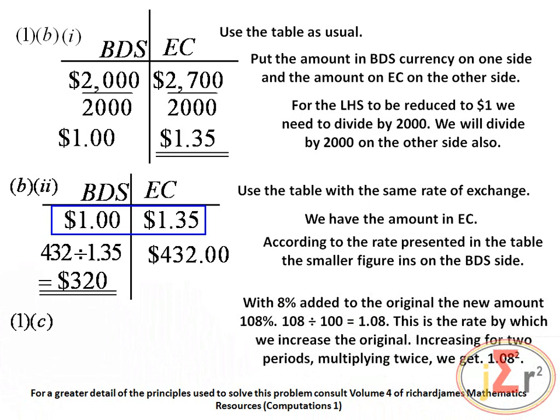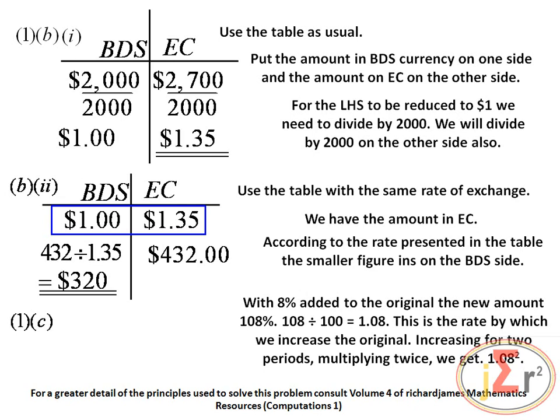Volume 4 of Richard James Mathematics Resources has given a simple process by which we may make calculations involving compound interest and depreciation. We are going to do a brief summary of the process right here in the solution of this problem. For greater detail, consult Richard James Mathematics Resources Volume 4, Computations Part 1.